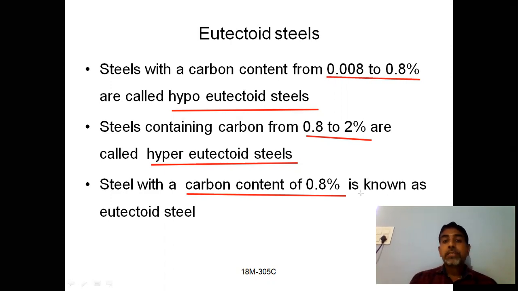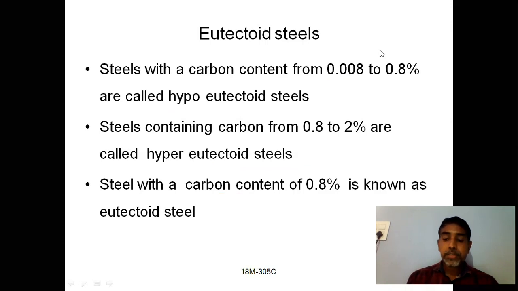This is a very, very important question in GATE as well as competitive examinations. So you should be very careful with these compositions and the percentage of carbon. Based on the percentage of carbon, we can classify steels into eutectoid steels, hypoeutectoid steels, and hypereutectoid steels.